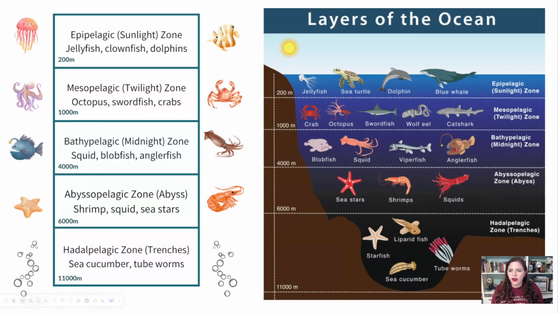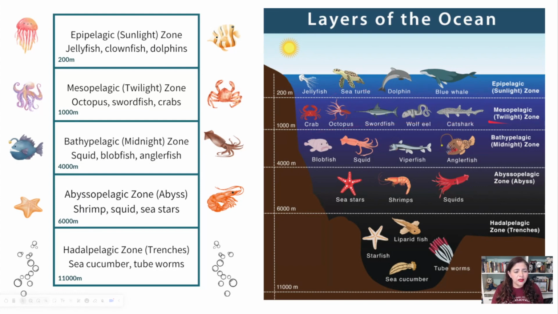This is basically the layers of the ocean. I love this picture because it shows you examples of the different animals that live at these depths. So you're going to copy this onto your notes, right? We have the epipelagic sunlight zone. This is going to be the area where we do have photosynthesis happening because the sunlight does reach this area.